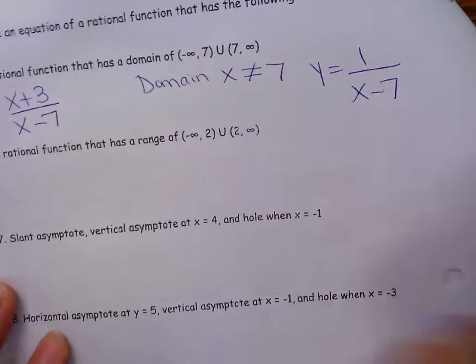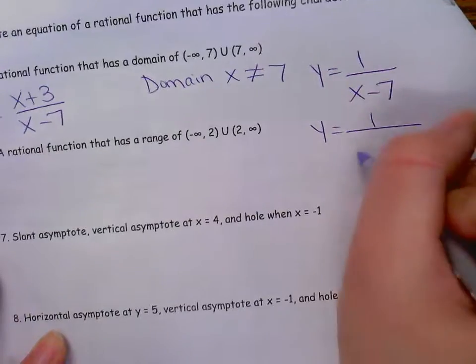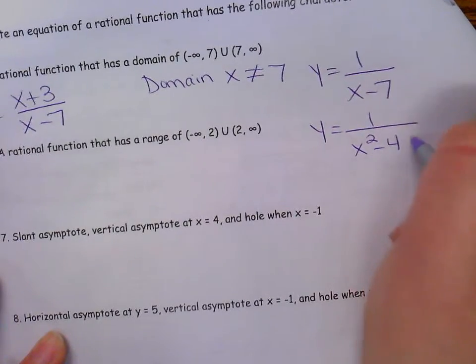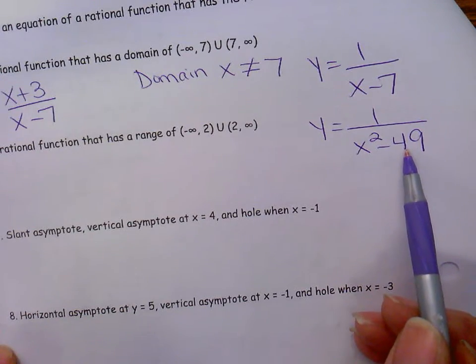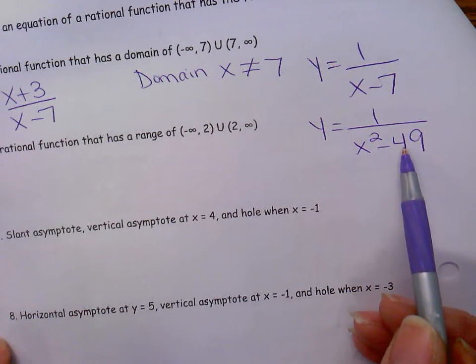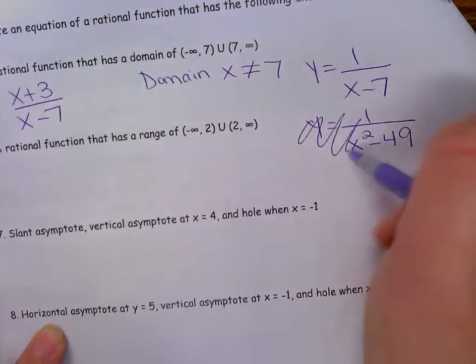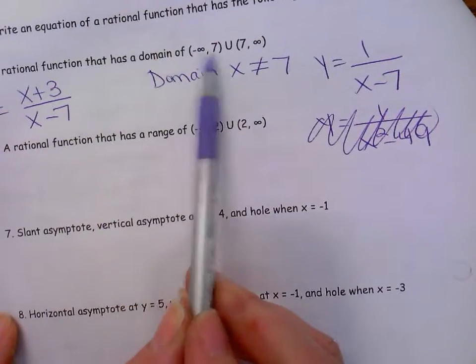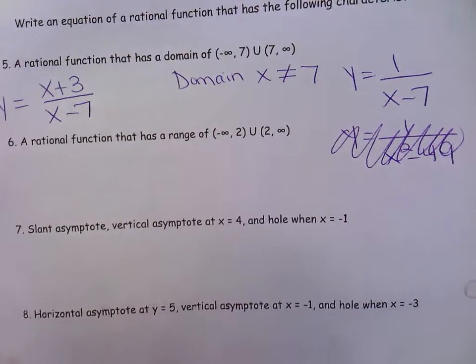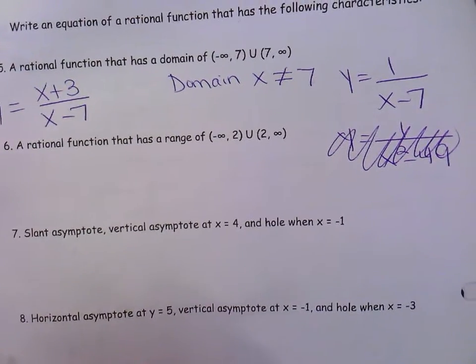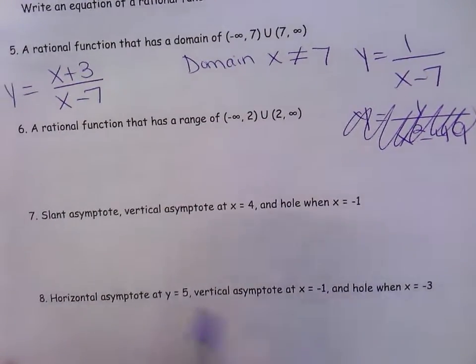You could put 1 over x squared minus 49 because that would factor into x minus 7 and x plus 7. Oh, I guess then it would have another domain restriction though, so that's not a good example. You only want the domain excluding 7, so you don't want any other factors in the denominator with it. So see if you can go through and think about your other rules.